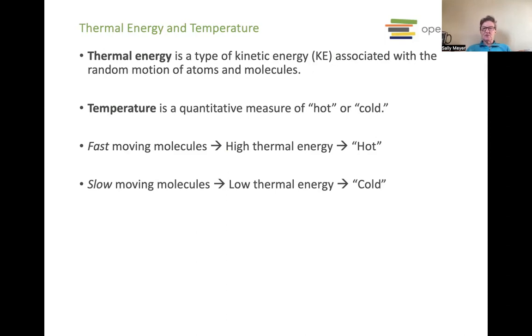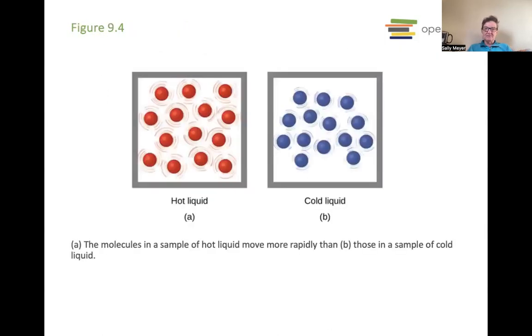And temperature is just a quantitative measure of that thermal energy, of how hot or cold something is. So if molecules are moving fast, they have high thermal energy and you call it hot. And if molecules are moving slow, then you call it cold. They have low thermal energy.